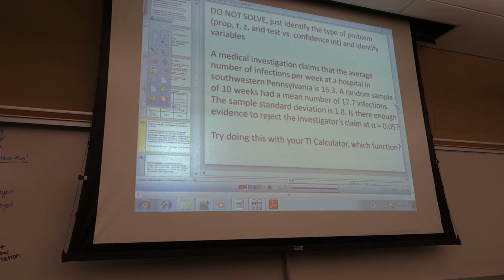Okay. All right, so is this a mean or a proportion? Mean. How do you know it's a mean? Average. So it says average, it says mean, it says standard deviation. Okay, good. Is it going to be a Z table or a T table? T table. T table, mean, Mr. T.